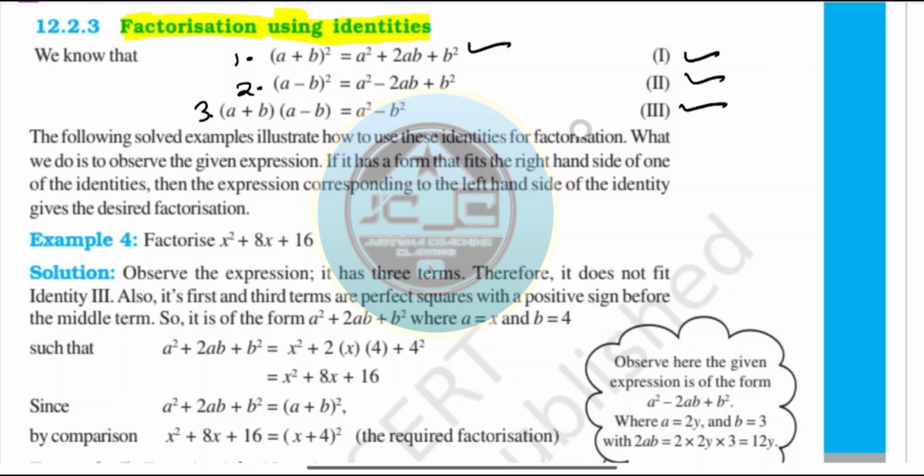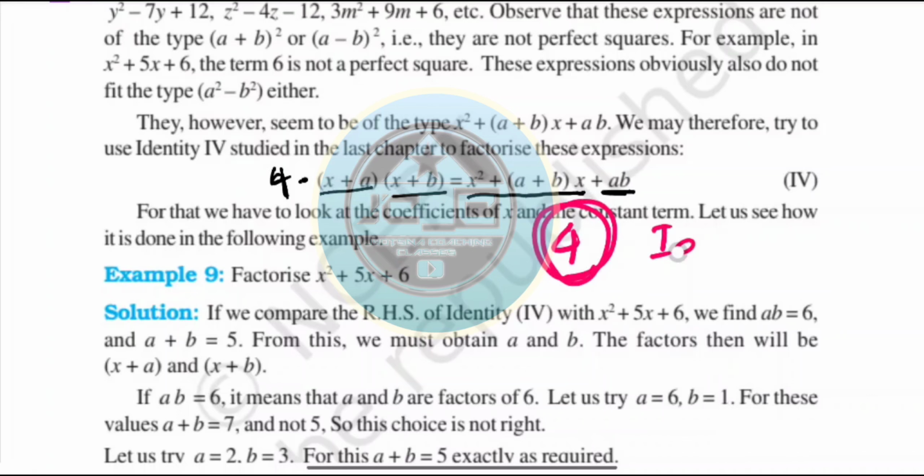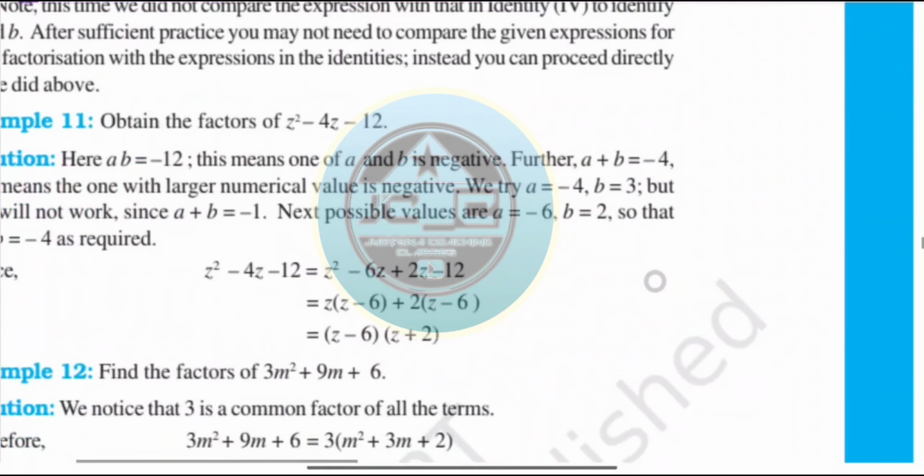And we also have a fourth identity, which we should know like this: (x plus a) into (x plus b) is equal to x square plus (a plus b) into x plus a into b, or ab. Right, this is the fourth identity of this chapter. Overall, we are going to use only these four identities while solving any kind of problems, any kind of questions in this chapter.